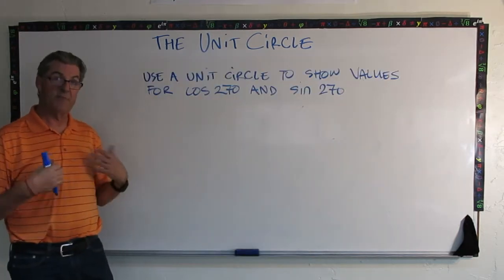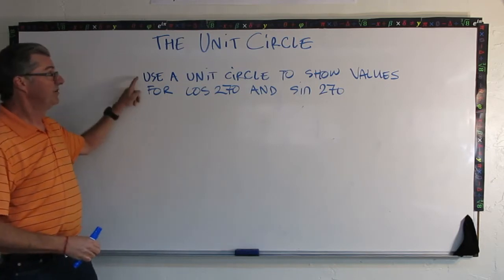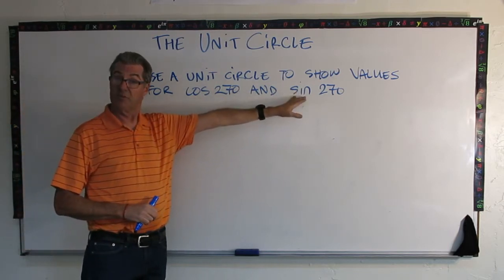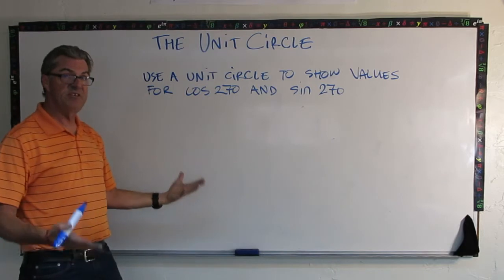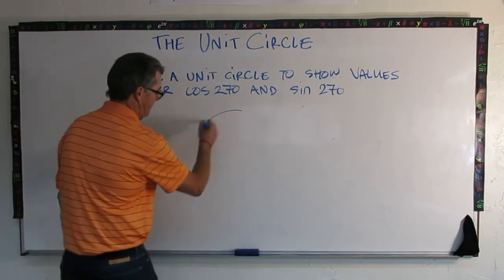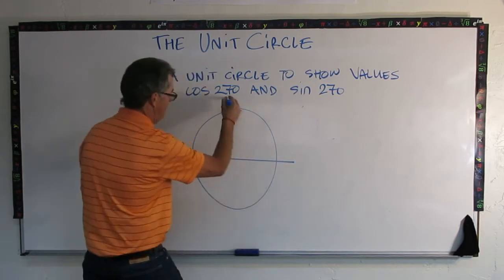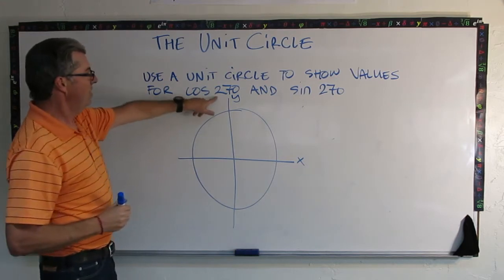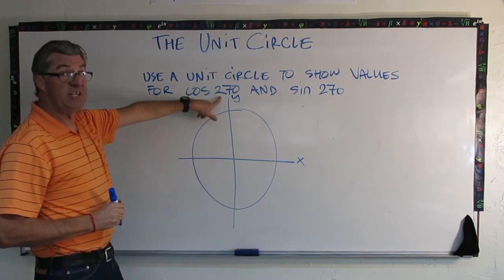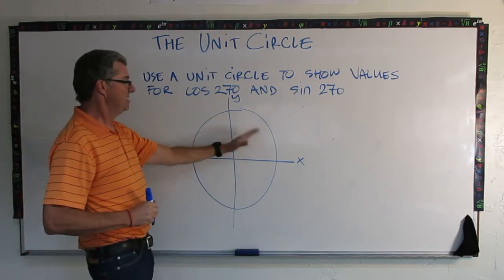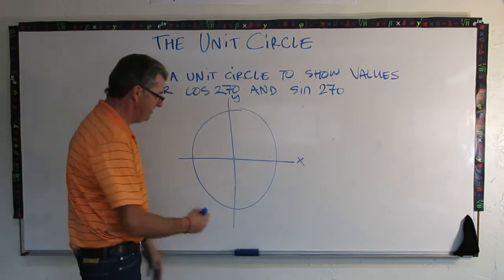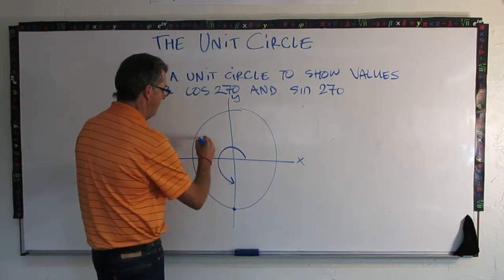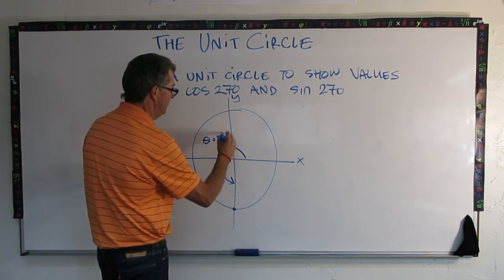Okay, here's a sample of a type of problem you might get connected to this lesson. Use a unit circle to show values for cosine of 270 and sine of 270. So it starts off by saying use a unit circle, so let's draw one. It's my x and my y. Now, we need to look at what 270 is. 270 is 3 multiples of 90. So we go 90, 180, 270. So 270 is right down there. So I can write theta equals 270 degrees.